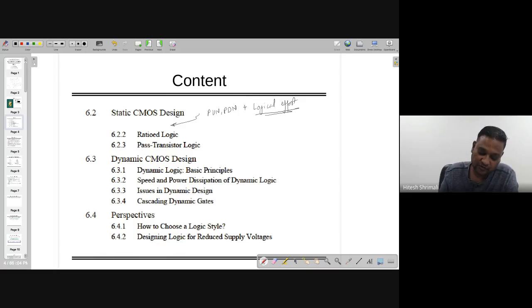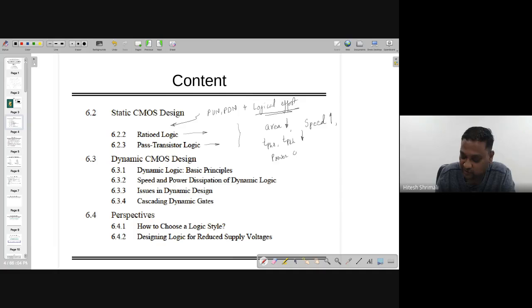Now we'll go to the next level, which is ratioed logic and pass transistor logic. Our main agenda is to make sure that we get smaller area, very high speed, or you can say that the propagation delay is as low as possible, right? So all these things we want to have, and on top of that, which I have not talked about, power consumption has to be as low as possible.